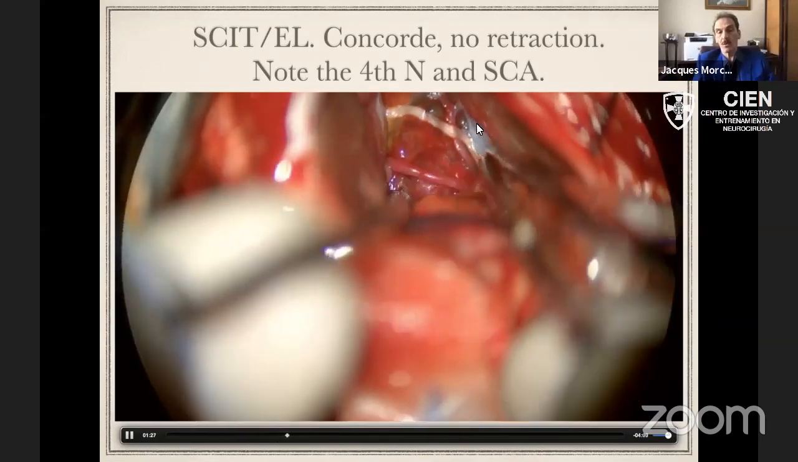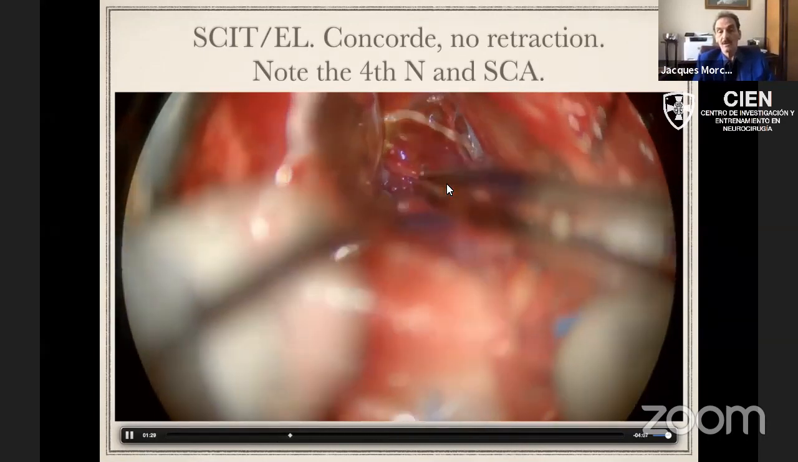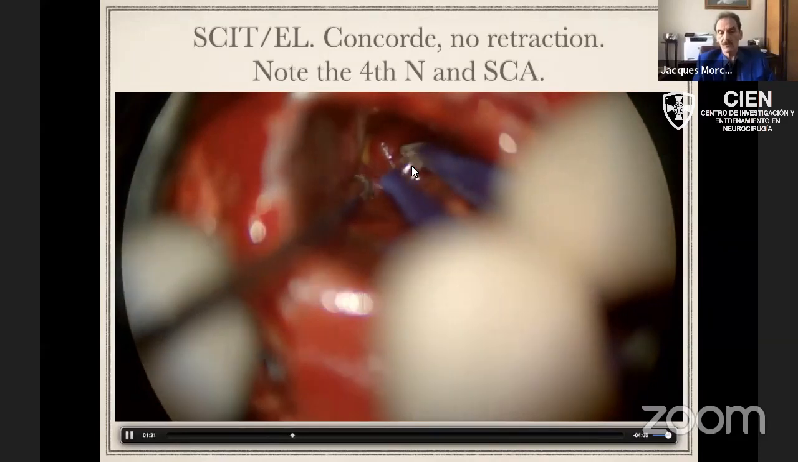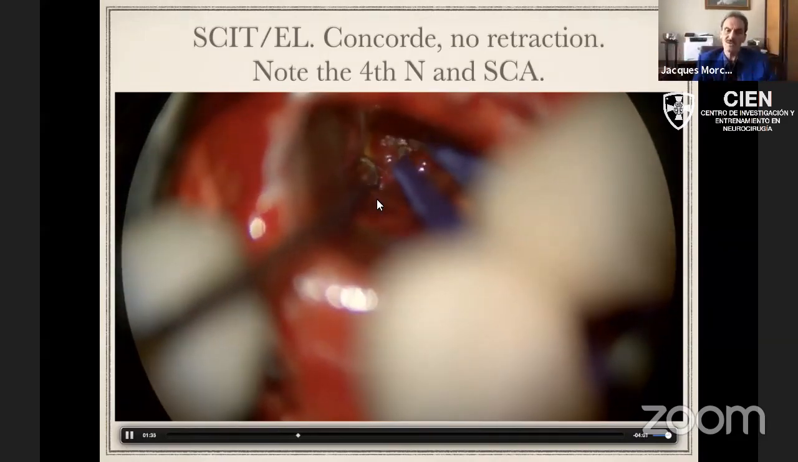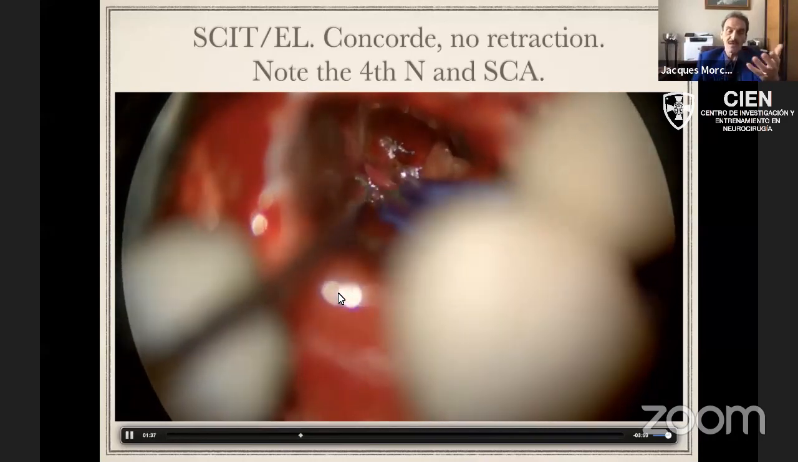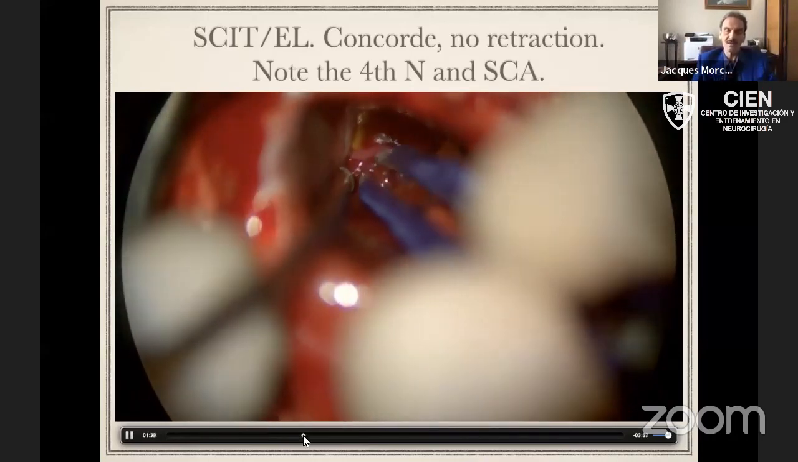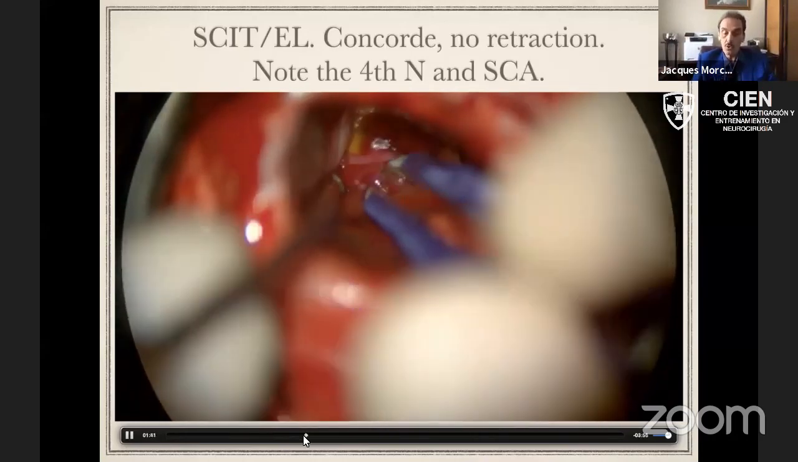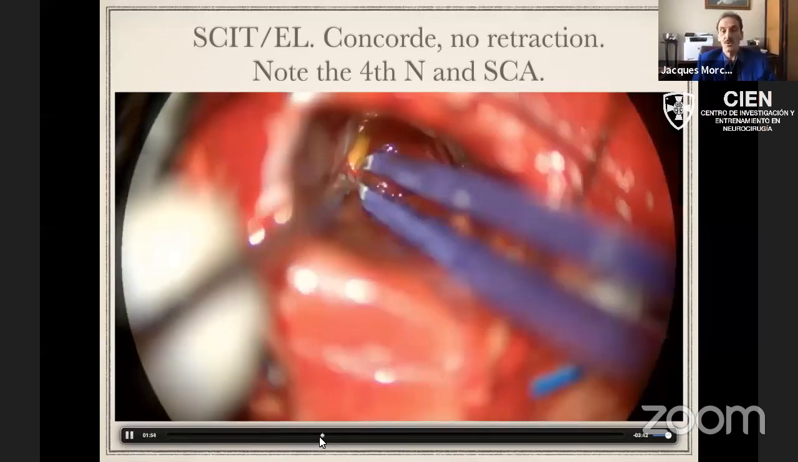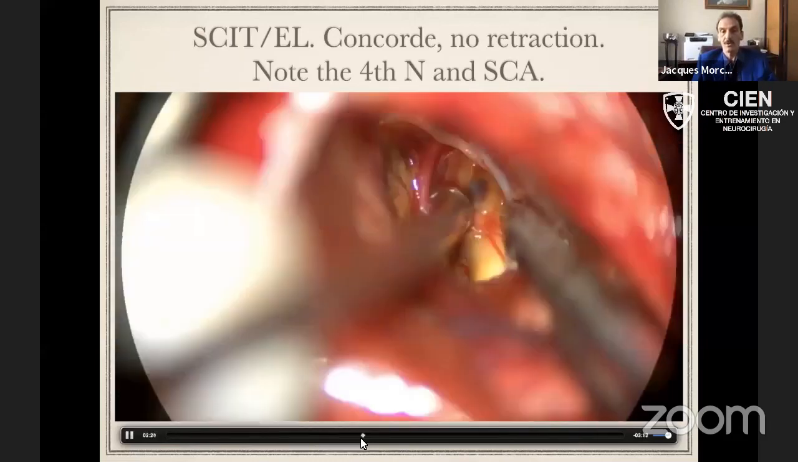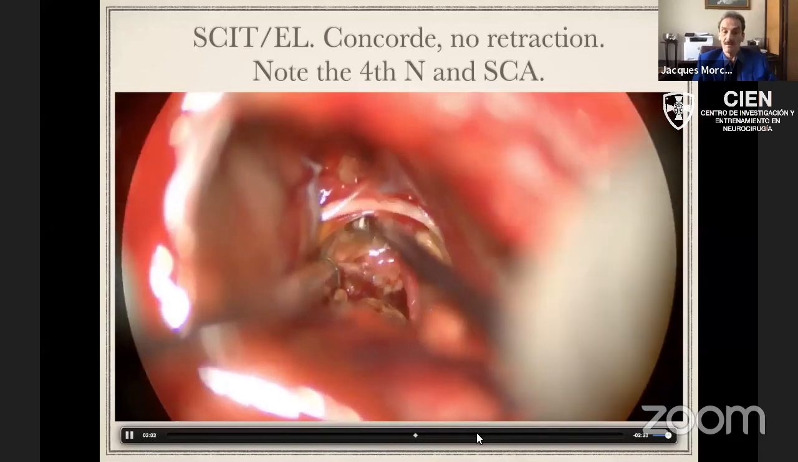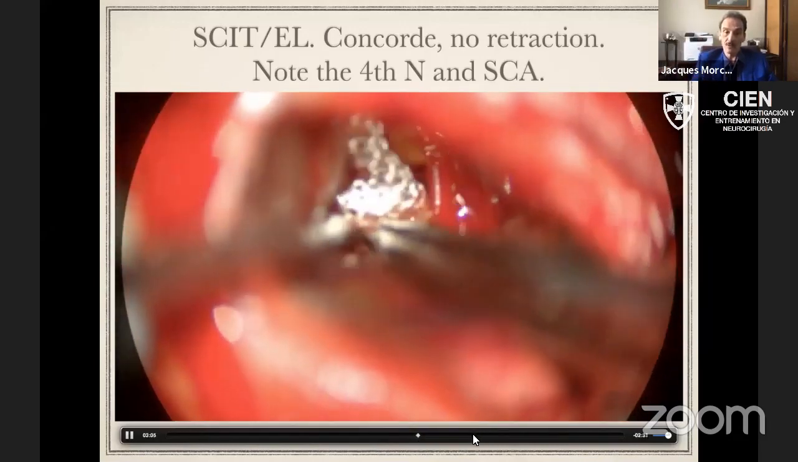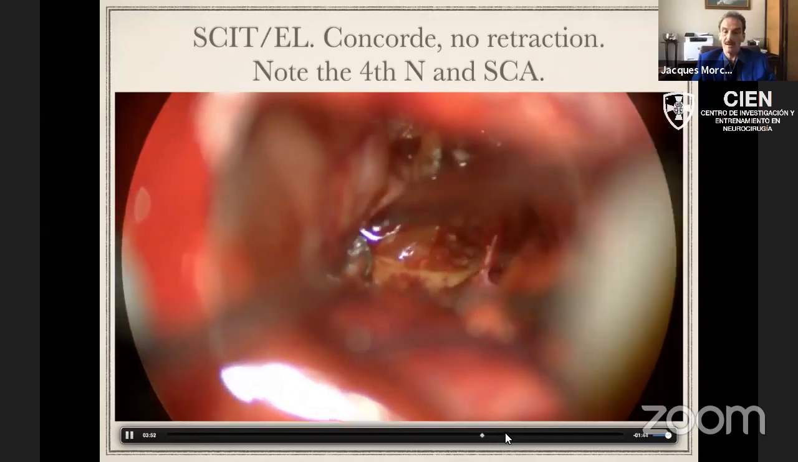Here is the fourth nerve. Here is the cavernoma. There is no need for the sitting position, although I have no problem people using the sitting position for this. Just in my hands, I find it totally unnecessary. If you use CSF drainage and you use the concord position, and we will remove this cavernoma completely, lifting the fourth nerve to the top superiorly.